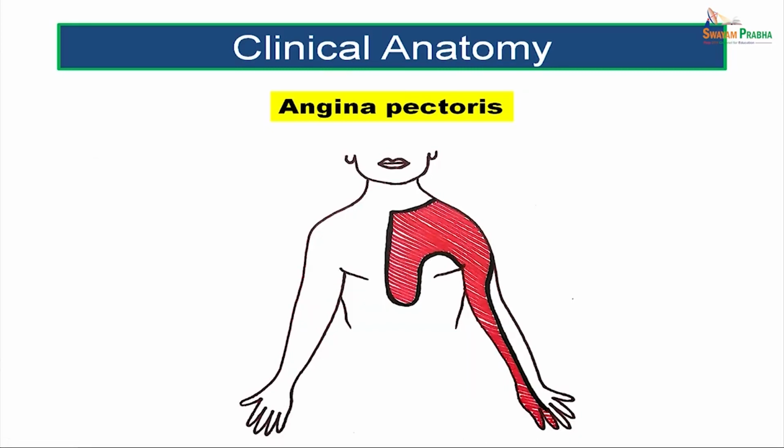Once there is a block with insufficient blood supply to the myocardium of the heart, you find the patient getting pain in this region, and this can radiate along the medial side of the upper limb. This pain is experienced when the patient is under stress; on exertion the pain develops and radiates to this region. Most often this pain is called angina pectoris. Angina is for the pain involving the pectoral region, so angina pectoris.